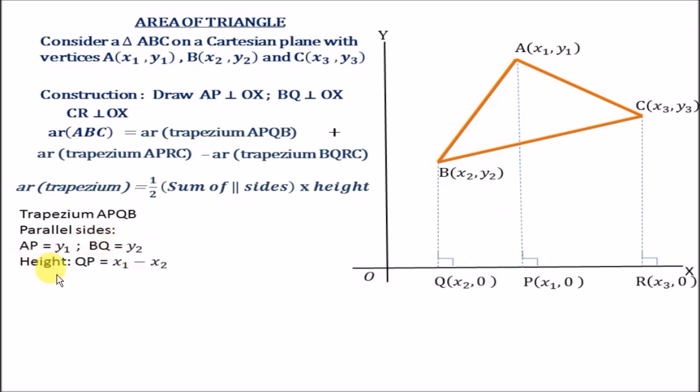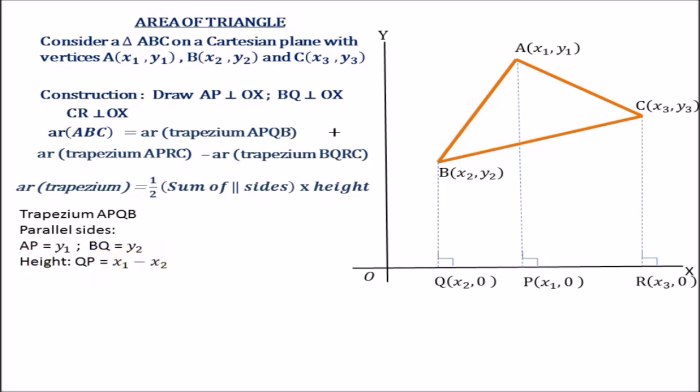Now the height will be the perpendicular distance, and the perpendicular distance here is QP. And QP is measured along the x-axis. So the x coordinates will determine the length of QP. Now P is the further point here. So that means we have to subtract the x coordinate of point Q from the x coordinate of point P. So QP will be equal to x1 minus x2.